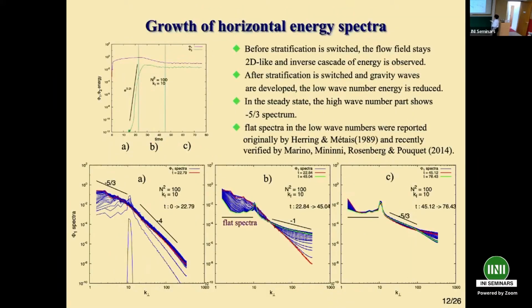So now we like to see the growth of horizontal energy spectra. Using phi1 energy, horizontal energy and wave energy in a kind of diagram, we divide time into three stages, A, B, C. And A is just before the wave structure begins to grow.